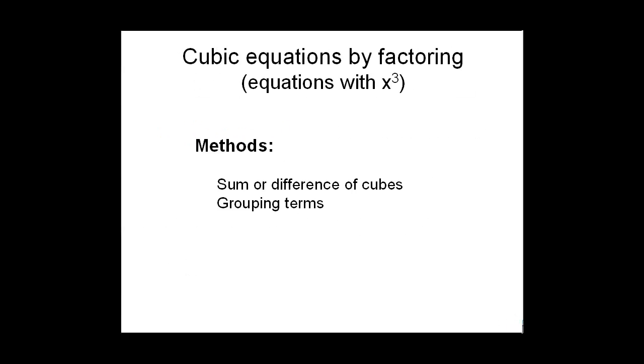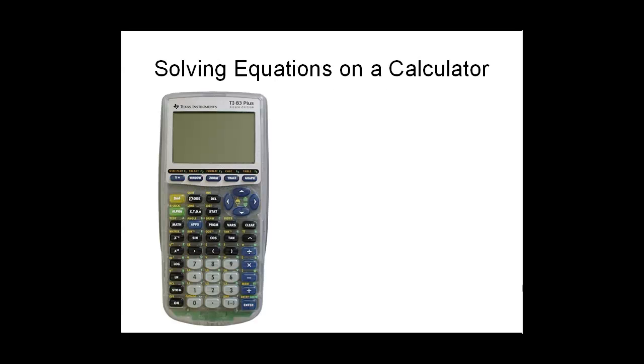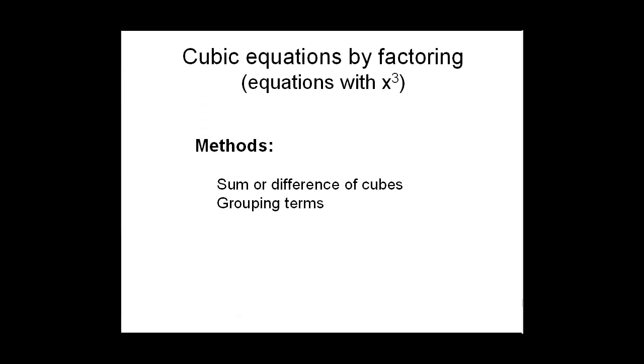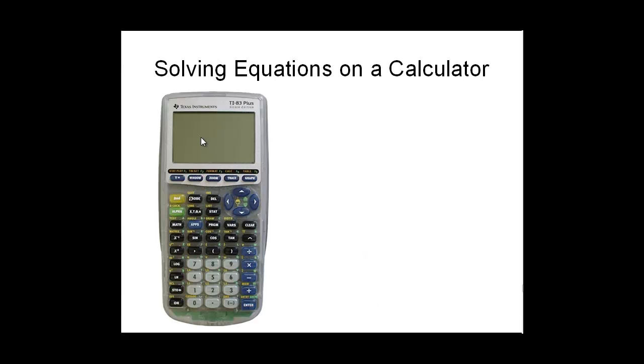Cubic equations. Whenever you have perfect cubes, you can either use the sum or difference of cubes, or you can group, and we'll deal with that later, and or you can use a graphing calculator. If you just type your equation in and graph it, the place that it touches the x-axis, those are your zeros. And that is everything in section 4, quadratic equations.